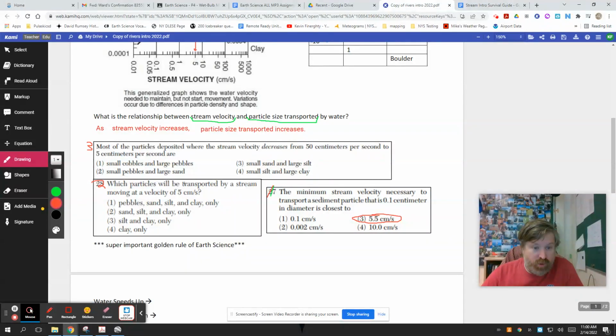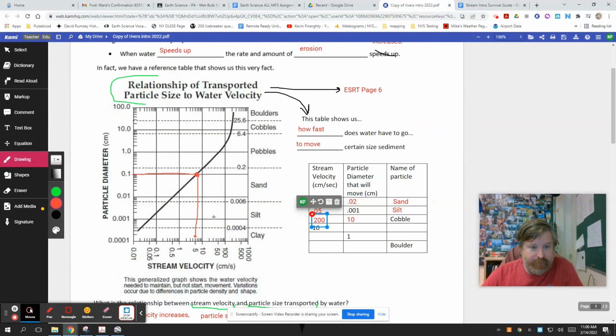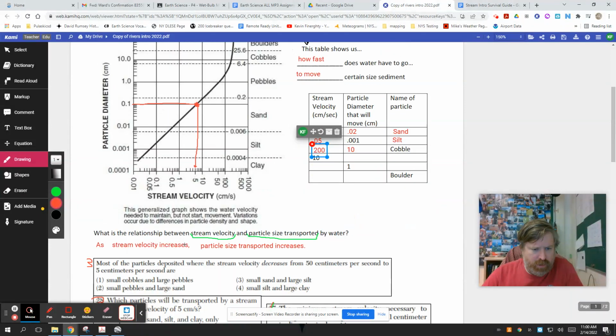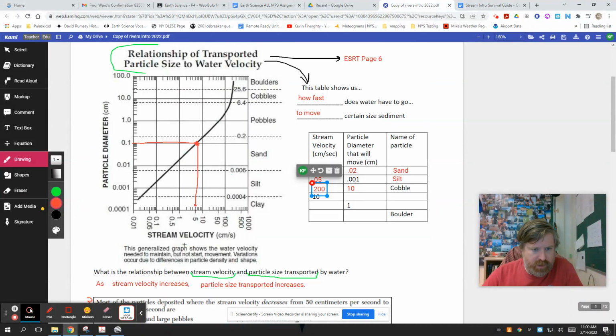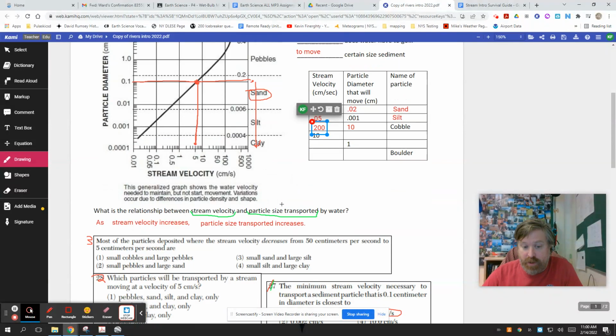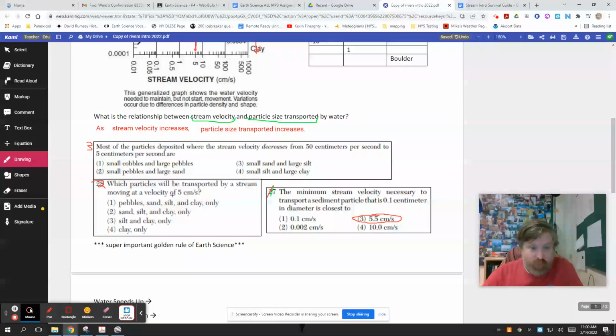Let's go over to this one. Which particles will be transported by a stream moving at a velocity of 5? It's going to be similar, huh? How about that? All three questions use about the same answer. So if we're going about 5, we come up to here, we can see that I can carry most sand. So here's an idea, though. If I can carry sand, can I carry pebbles? No, because the pebbles are too big. But if I can carry sand, can I carry silt? Yes. You can carry that and everything smaller with that speed of moving water. So what will be transported by one that's going 5? It'll be sand, silt, and clay.